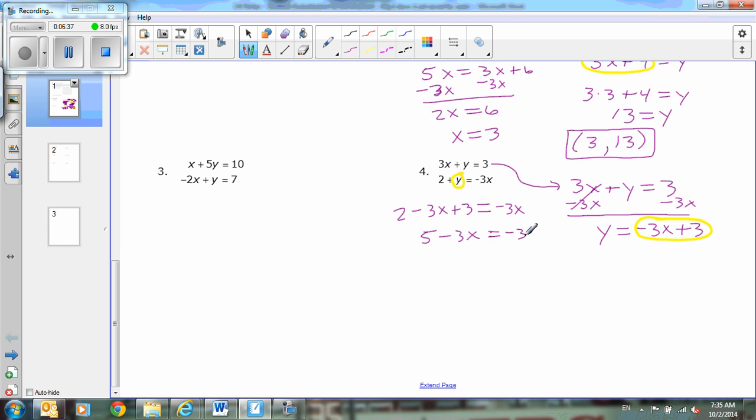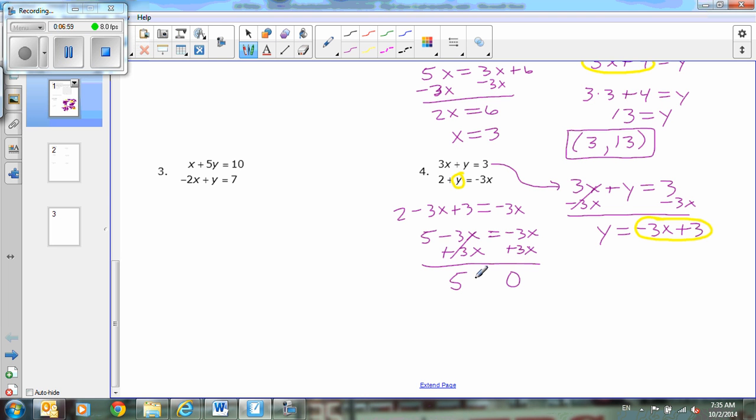Now, at this point, I have a variable on both sides. I want to eliminate one or the other. So I might think, okay, I want to get rid of this negative 3x. Let's add 3x to both sides. And when we do, something interesting is going to happen. Okay, on the left side, we get 5. On the right side, negative 3x plus 3x is 0.